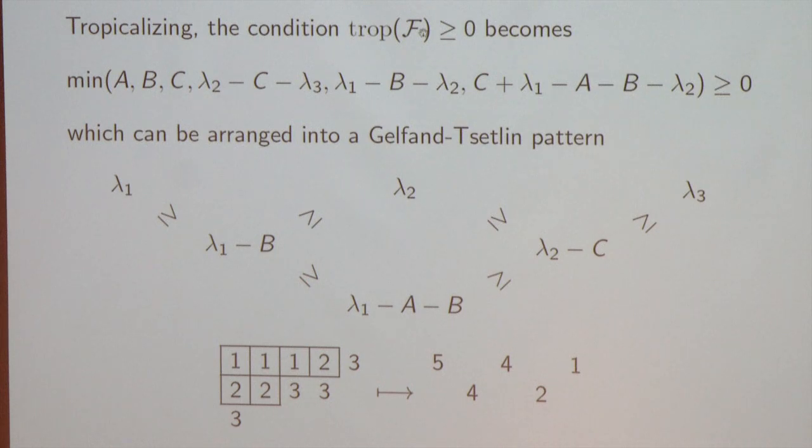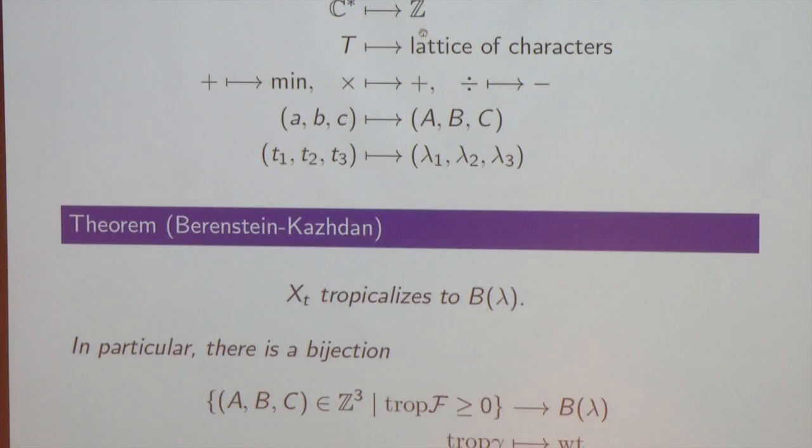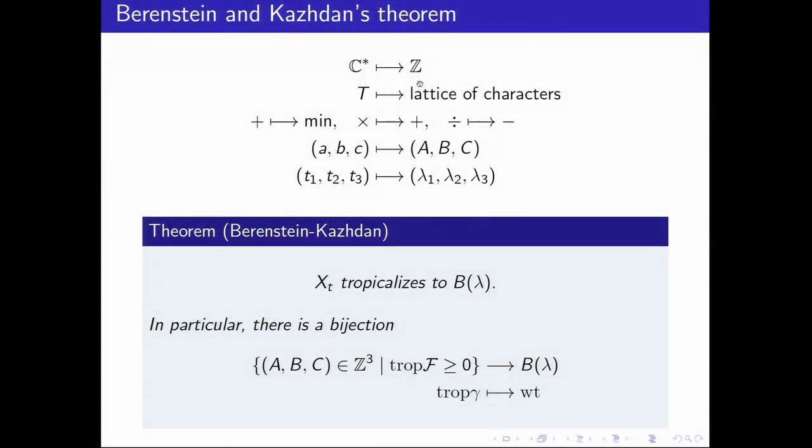And then I erase the threes and look at what's left over, and I see the shape 4, 2. I write them down in the second row. And finally, I erase the twos, and I see the shape 3, and I write it in the last row. What you end up with is some grid which satisfies these inequalities. Okay, so going back to this statement here, what I've sketched is an argument for why this set, in the SL3 case or the GL3 case, is in bijection with tableaux.